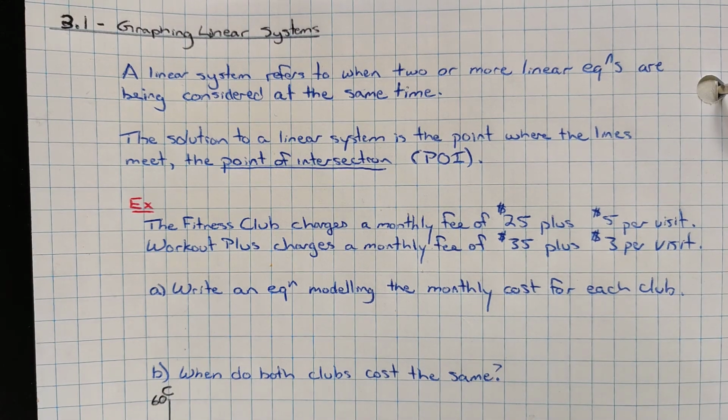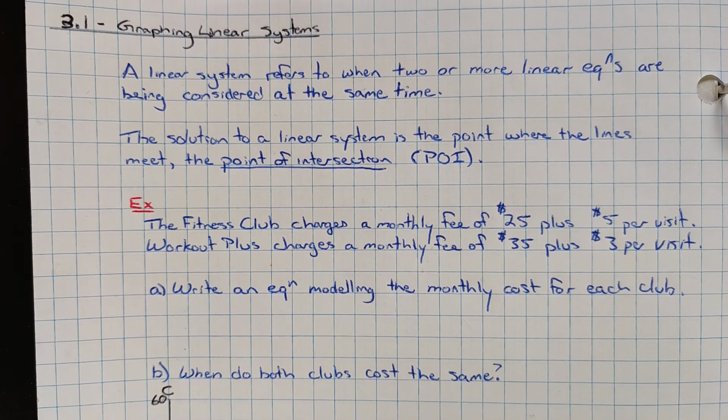We're going to start looking at linear systems by looking at finding the solution to a linear system with graphing before we move on to algebra and the two methods that we'll have there. So we're going to start with our definition of a linear system.